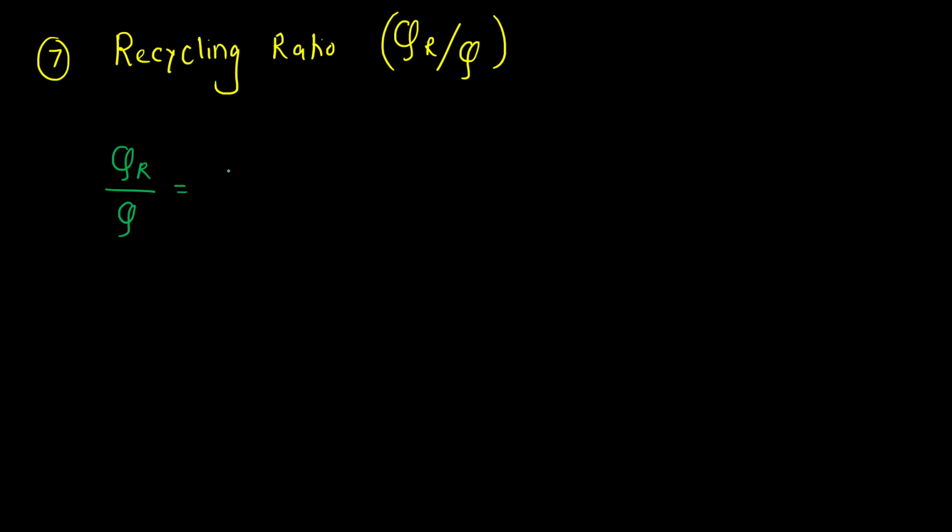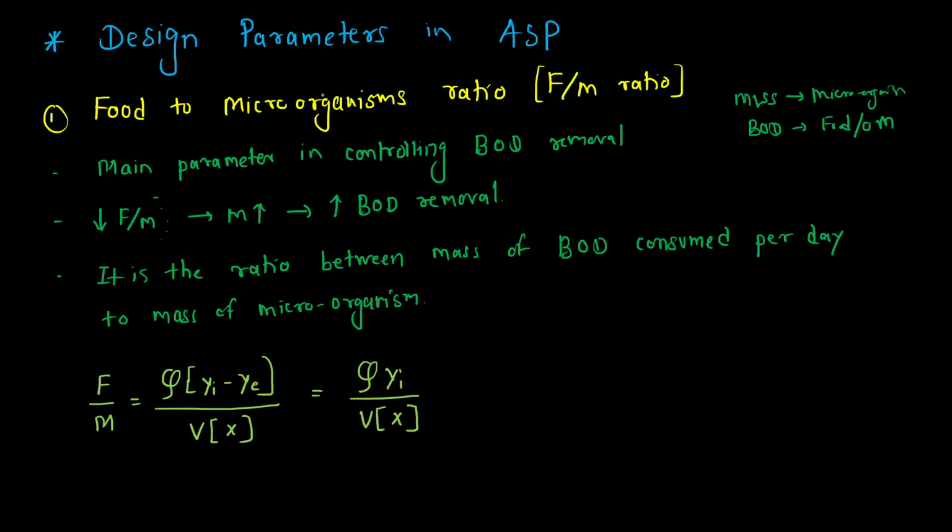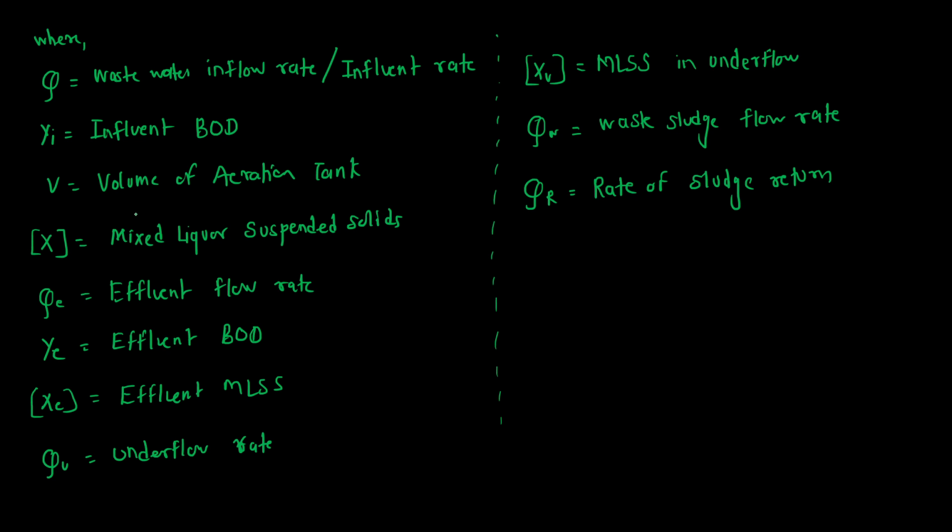What is the formula? The formula is X divided by XU minus X. Now what is X and what is XU? I have written it here only. X stands for mixed liquor suspended solids. XU stands for MLSS in underflow.